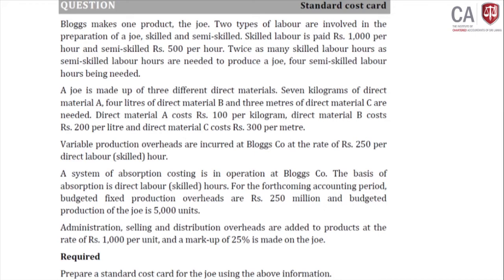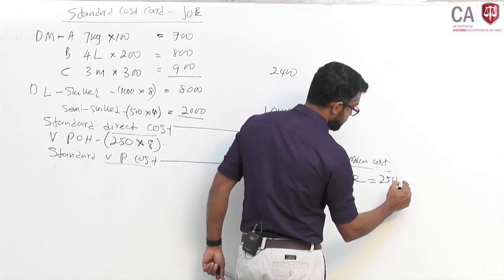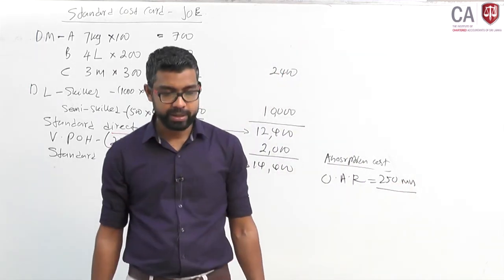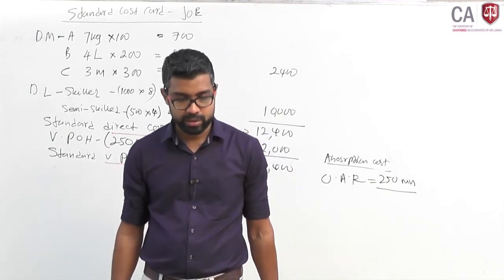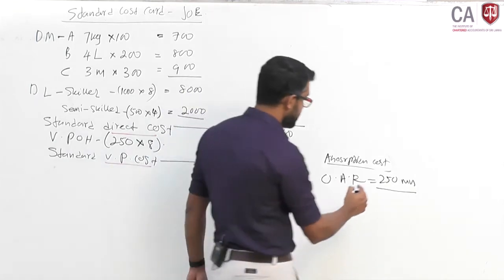We need to calculate the overhead absorption rate by using direct labor hours. Let's see what information has been given. The forthcoming year budget fixed production overhead is 250 million. That is the total budget fixed production overhead cost, and budget output production is 5,000.